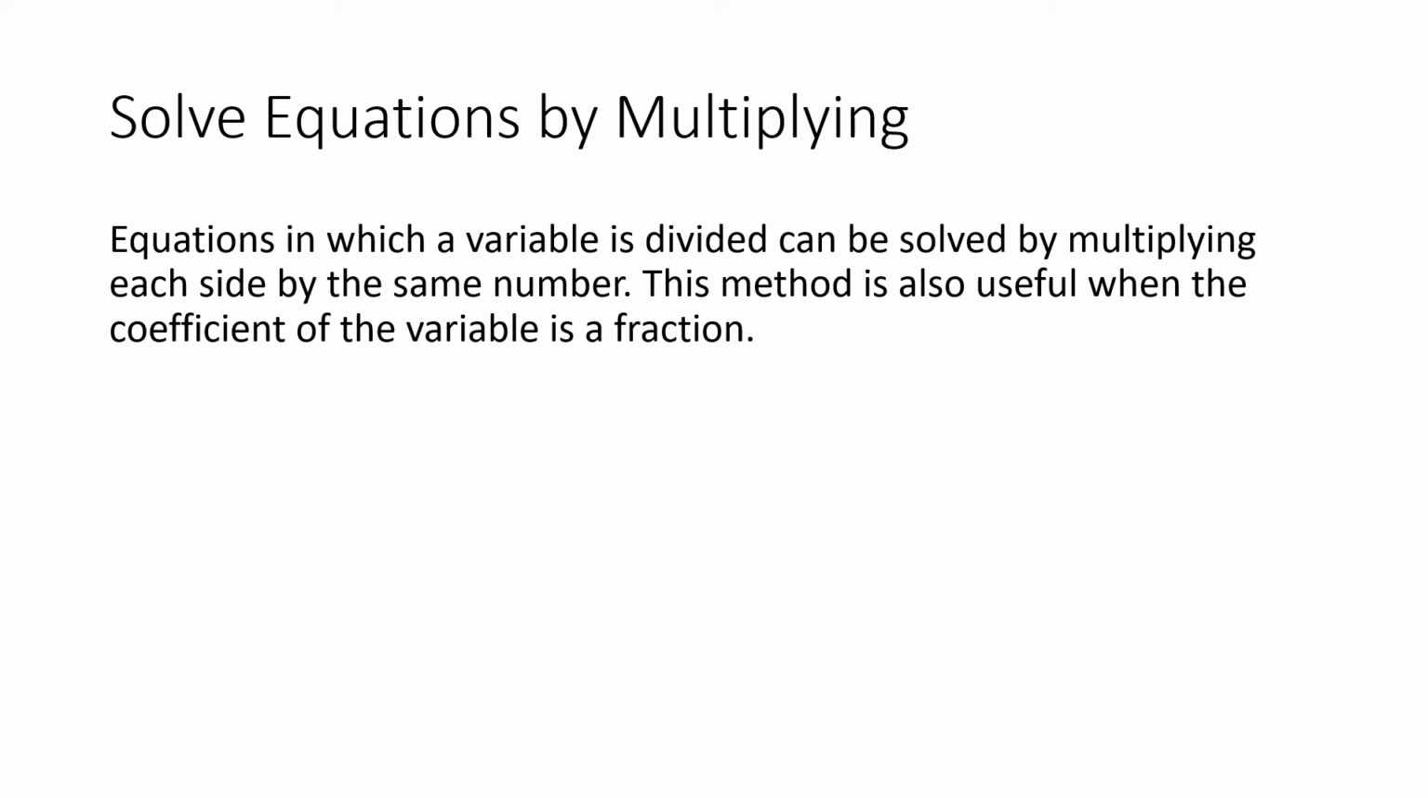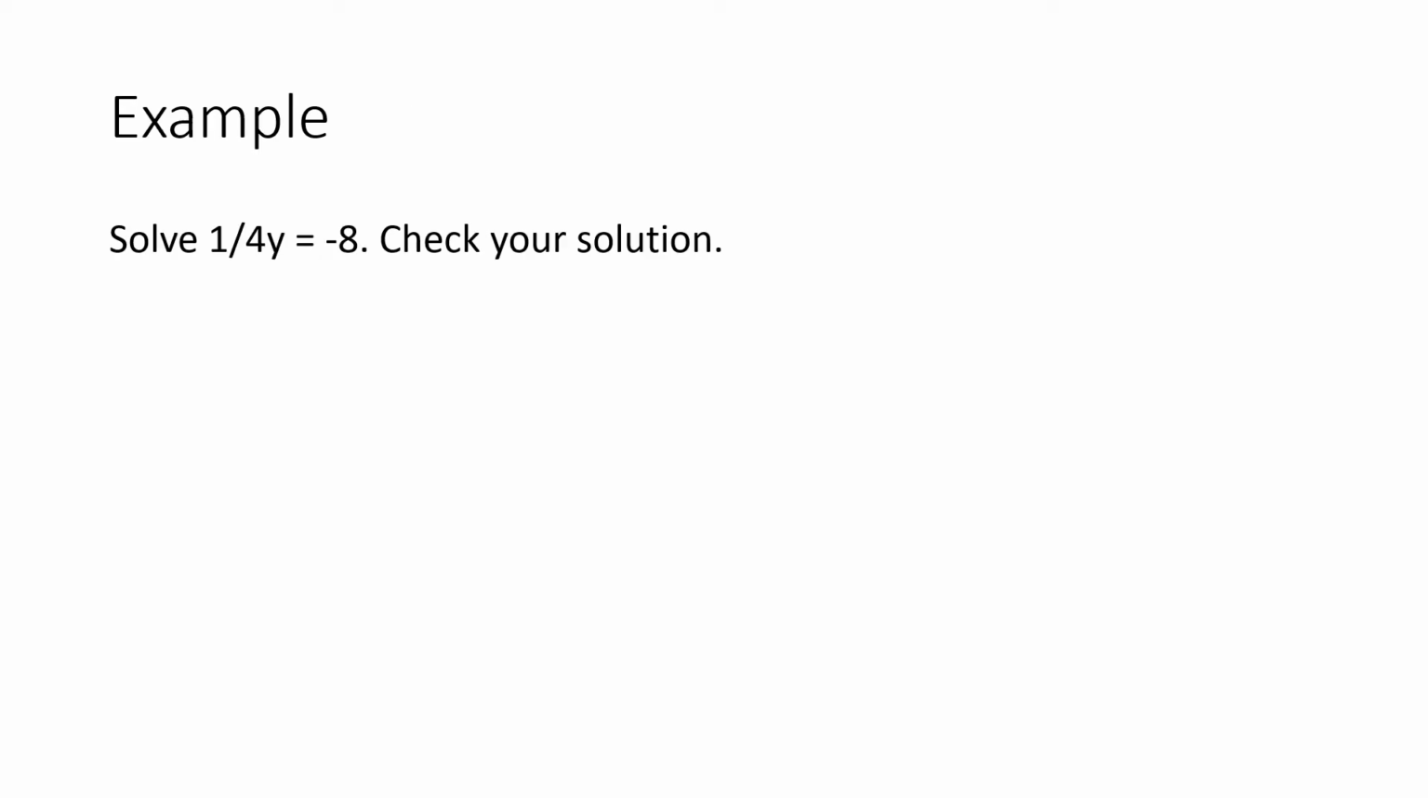Okay. All right. So solving equations by multiplying. So there we were solving equations by dividing, because what was taking place in the problem was multiplication. Remember, we have to do the opposite function to undo that function. So now we're going to look at solving by multiplying. Equations in which a variable is divided can be solved by multiplying each side by the same number.